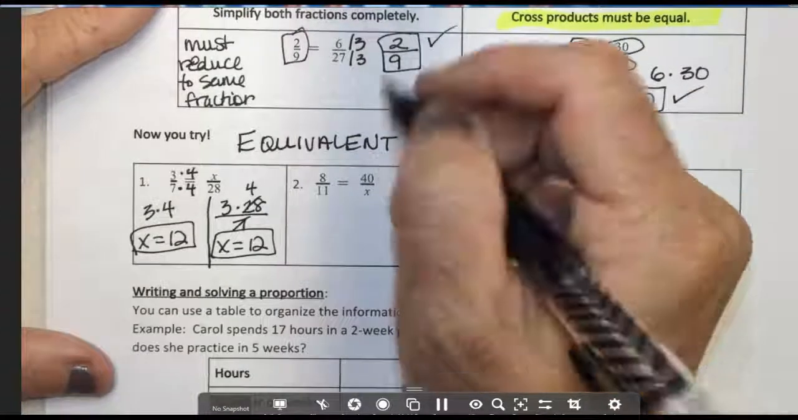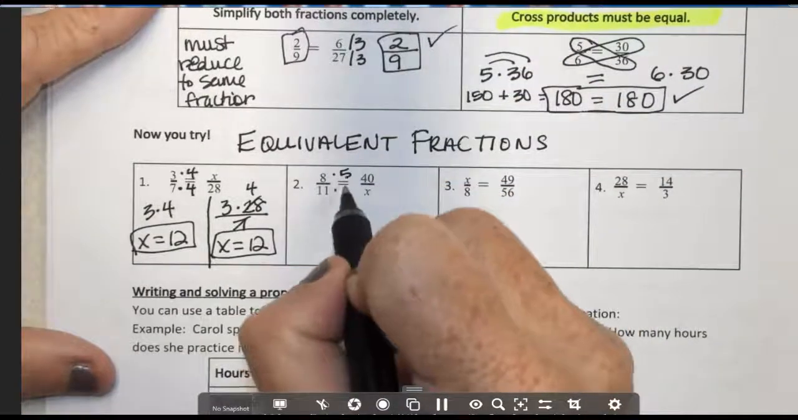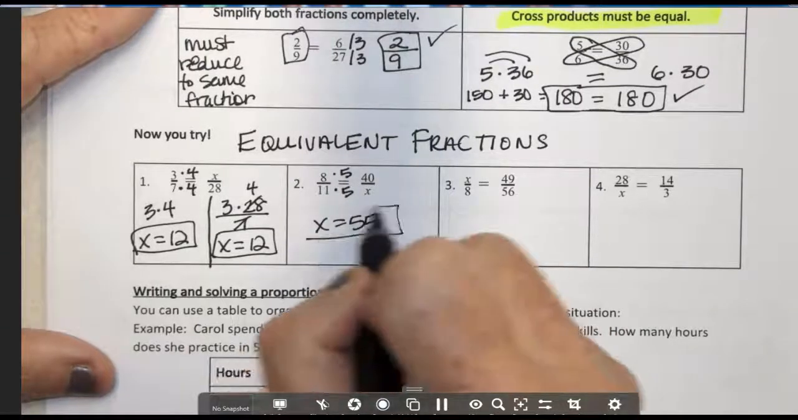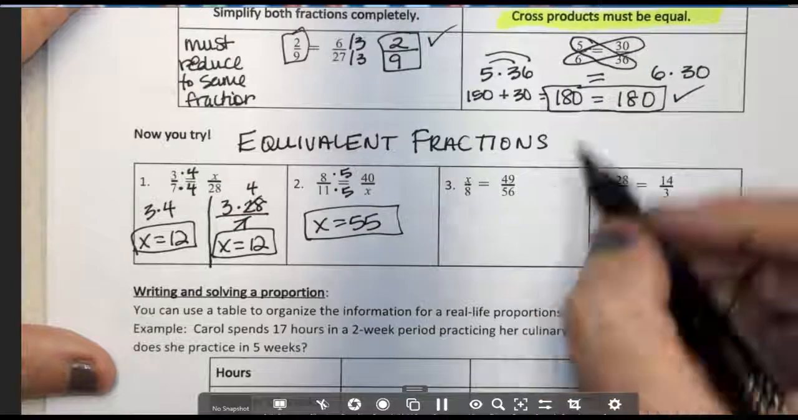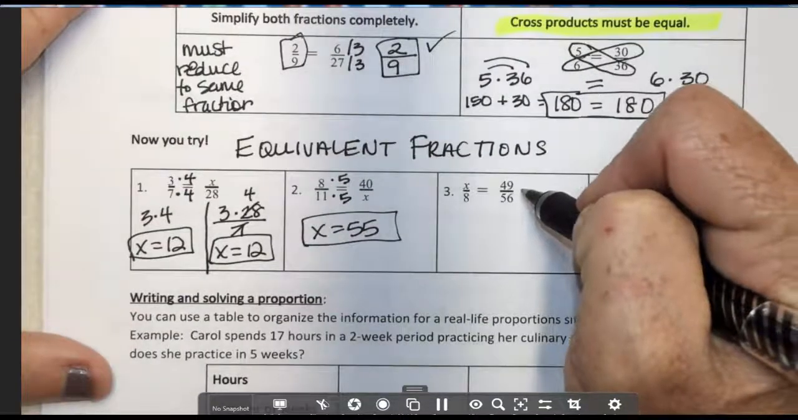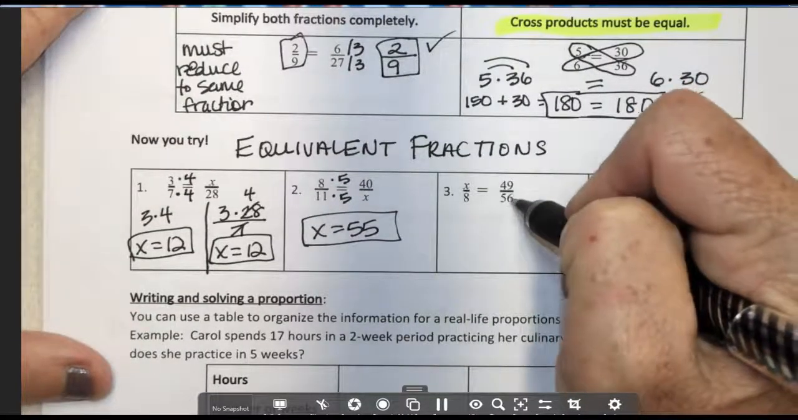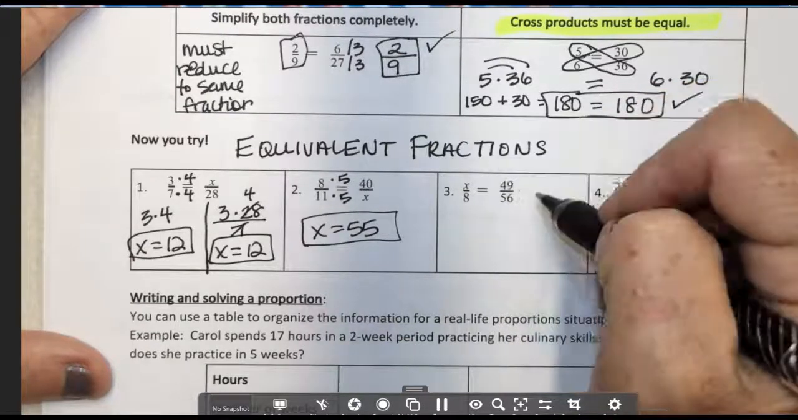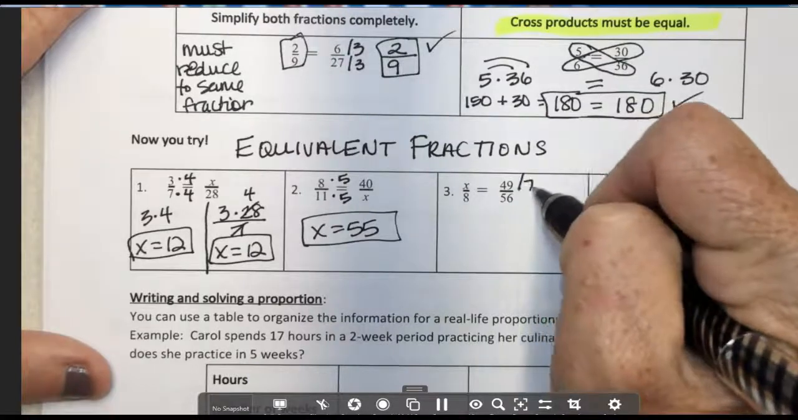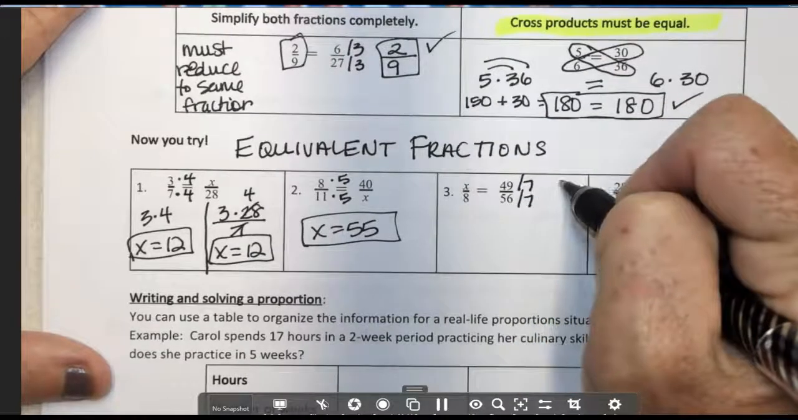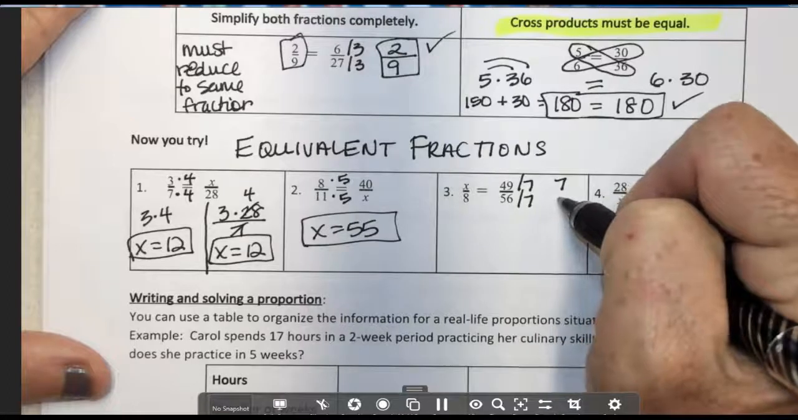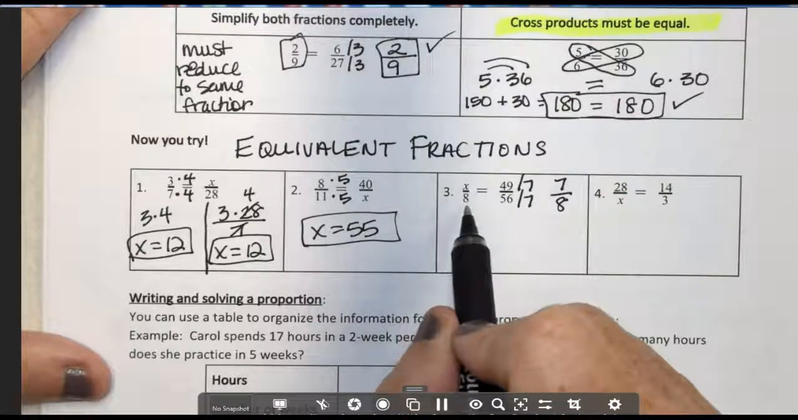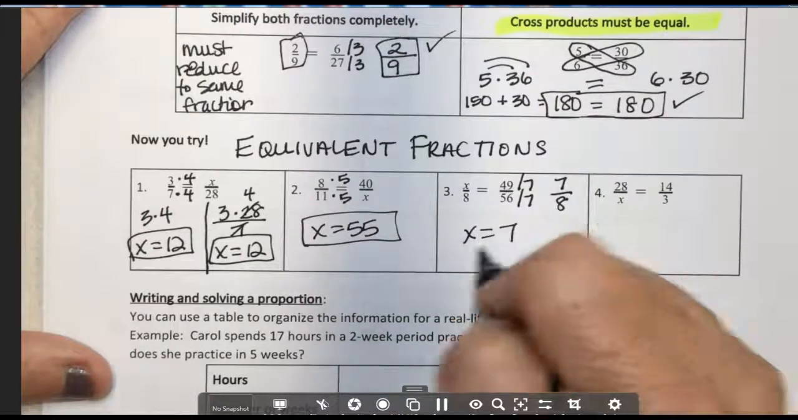Okay. So 8 times 5 gives you 40. 11 times 5 gives you 55. You also can, if you see that this is a reducible fraction, and that's getting quite a bit smaller than that, I can take 7 out of each of those. So 49 divided by 7 is 7. 56 divided by 7 is 8. That's convenient because I'm looking for the numerator that goes along with 8 as a denominator. So my x value is 7.